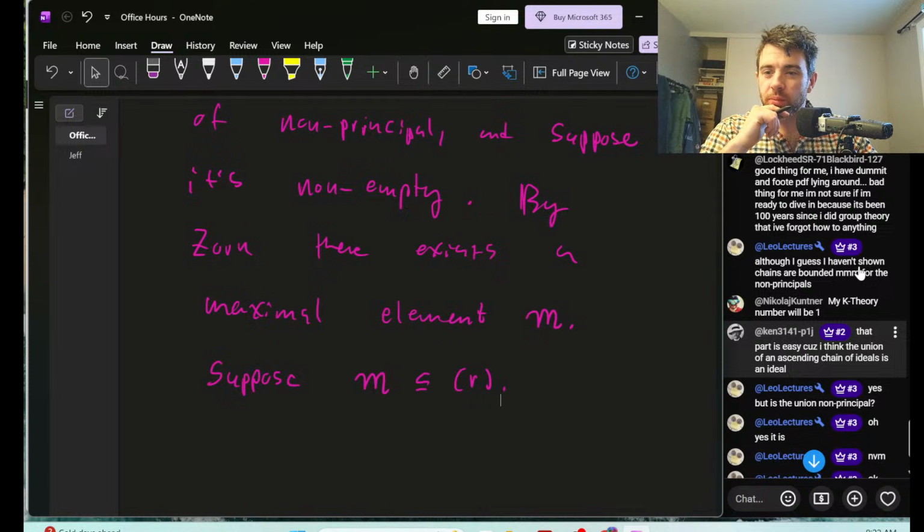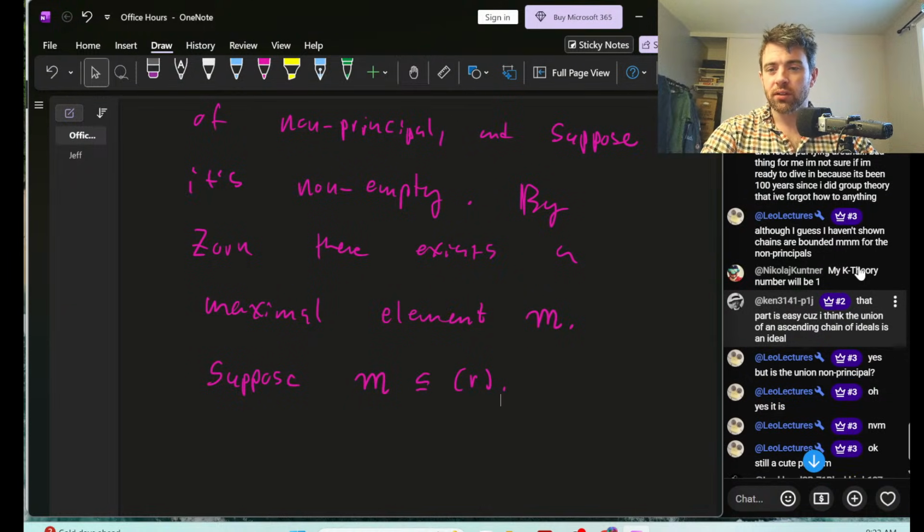Good thing for you, you have Dummit and Foote PDF lying around. Bad thing for you, you're not sure if you're ready to dive in because it's been 100 years since you did group theory. Well, all the more reason to dive back in.